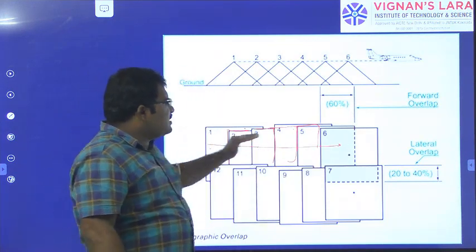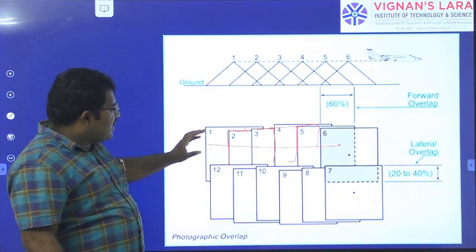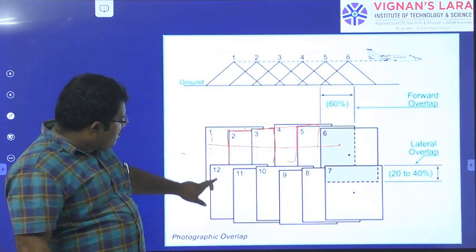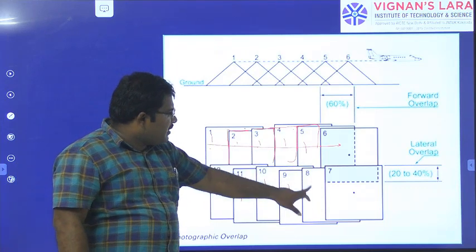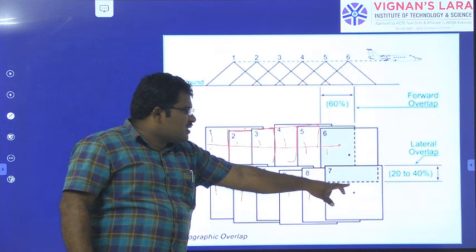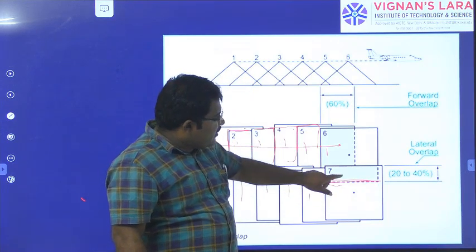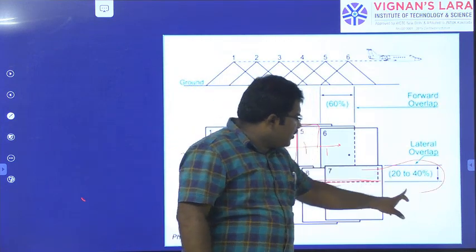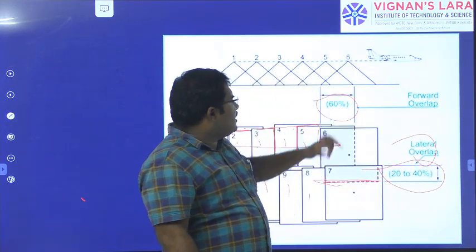And also, this is called longitudinal overlap. Then the same thing, if you want to arrange with sides, so 1, 12, 2, 11, 3, 10, 4, 9, 5, 8, 6, 7. These photographs have some overlap. It is shown in the dotted line. So that will be, he told, 20 to 40%. That is lateral overlap, and longitudinal overlap should be 60, right?